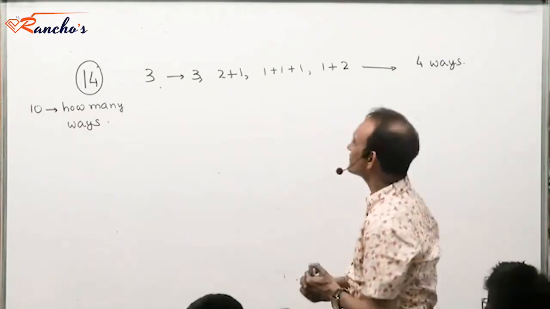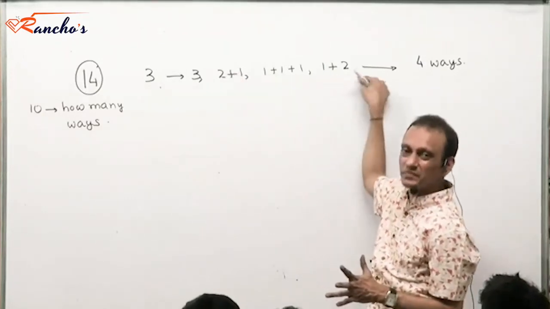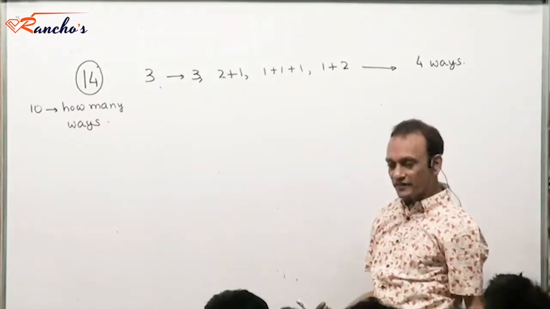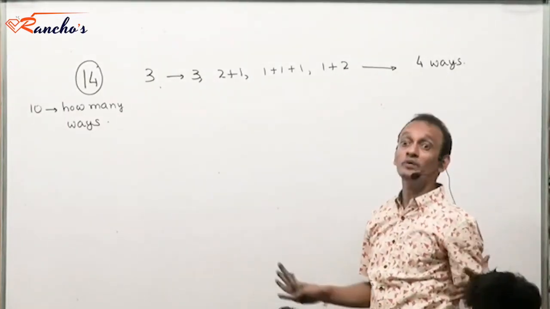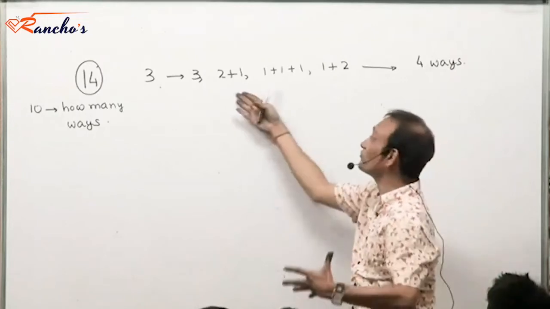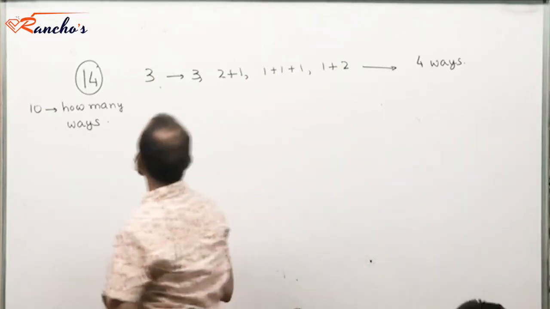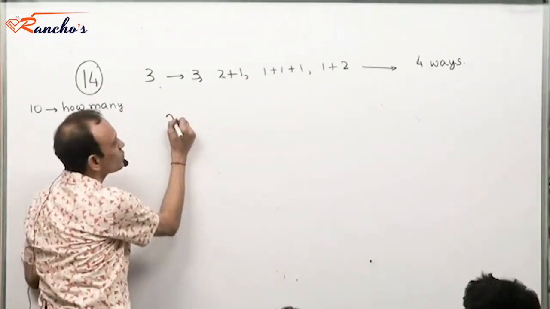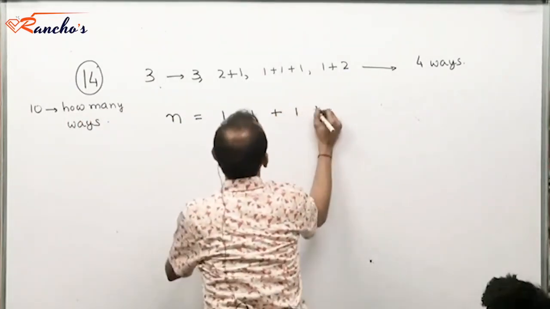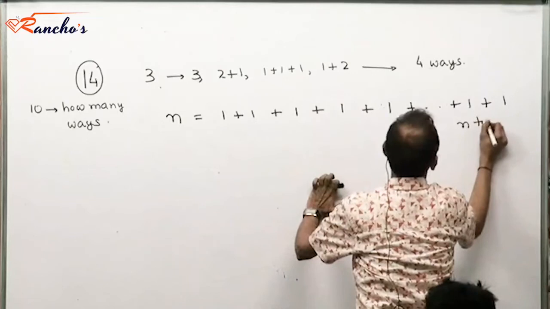Okay. So, 3 could be expressed like this: 3, and then 2 plus 1, and then 1 plus 1 plus 1, and so on. 4 ways it could be expressed like this. So in general, if I have a number n, in how many such ways could it be partitioned? You realize, you know what I'm saying? These are the various partitions of the number, right? Hey, n in general could have been looked upon as 1 plus 1 plus 1 plus 1 plus 1 plus 1 plus 1. How many times? N times.